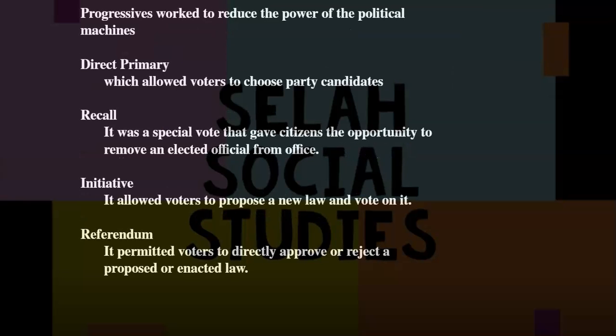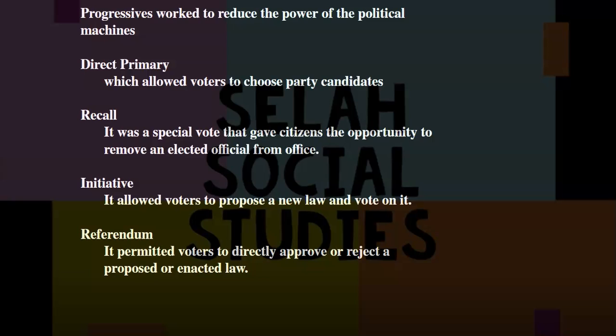There were 4 political reforms that were influenced by progressives. One of La Follette's top priorities was the implementation of primary elections. Primary elections allowed voters to choose their party candidates rather than having it done by political bosses. Another voting reform was recall. Recall was adopted by several cities and states and was a special vote that gave citizens the right to remove an elected official from office through direct vote before their term had ended.